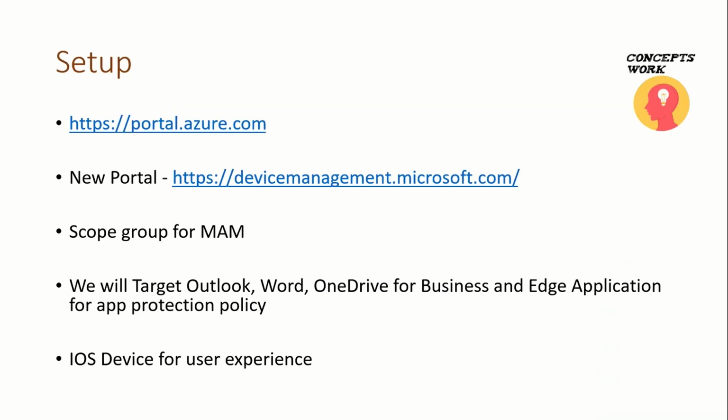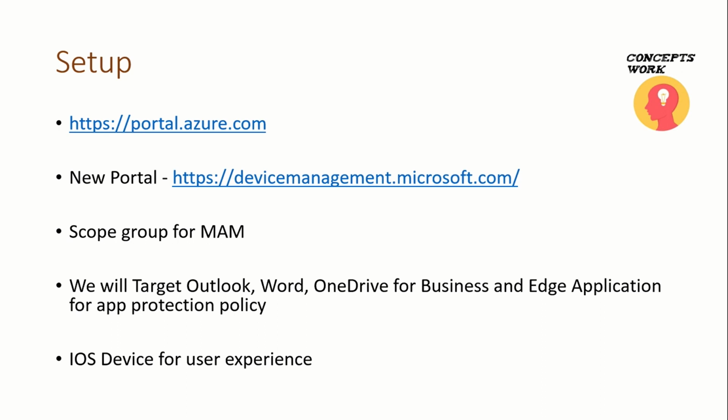For the lab session or for the setup, I'm going to use portal.azure.com. There is also a new portal available called Endpoint Management Portal, which is devicemanagement.microsoft.com. I will also show you where exactly you can find the Intune App Protection Policies option on this portal. Then we'll verify whether the required group is scoped for MAM or Intune App Protection Policies or not. We will be targeting four applications: Outlook, Word, OneDrive for Business, and Edge. To show you the user experience, I will be using an iOS device.